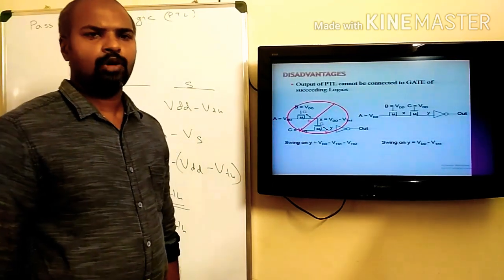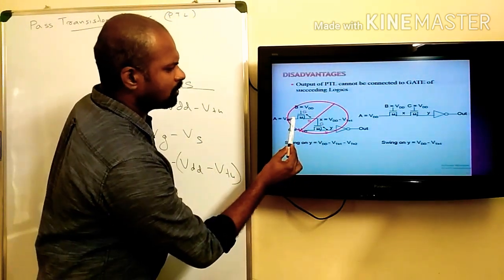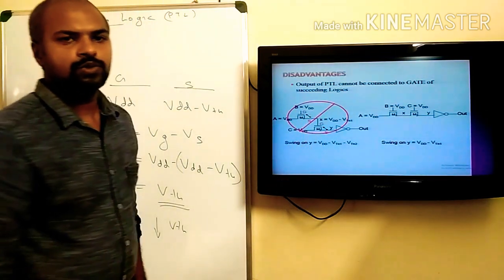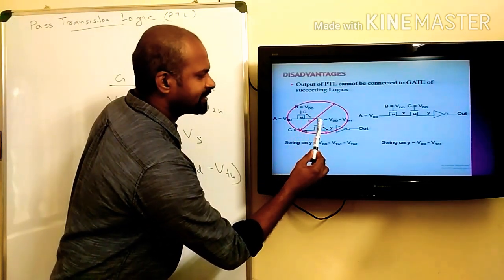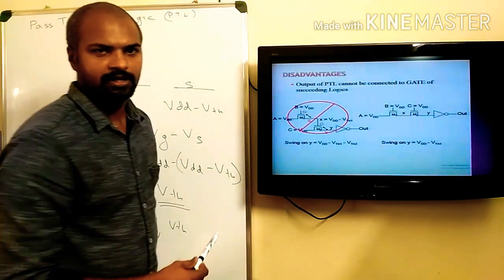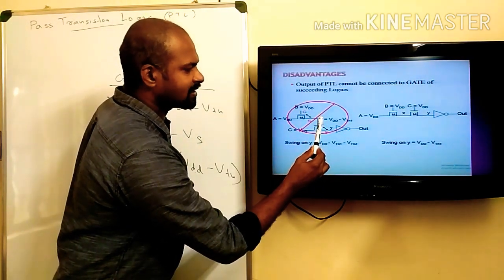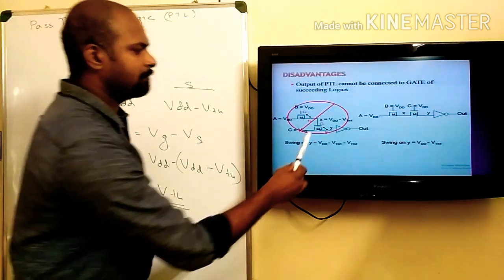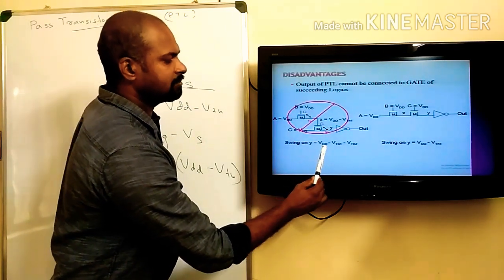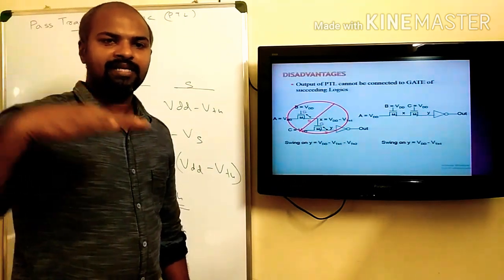This will create a problem if we cascade our pass transistor logic. Here the output of one NMOSFET is connected to the gate of another MOSFET. This point X can only charge up to VDD minus VTH of the first MOSFET, right? This is the maximum voltage that can appear at this point. Since this is connected as the gate input of the next transistor M2, the voltage that can appear at this point is VDD minus VTN1 minus VTN2. So it is cumulatively degrading.